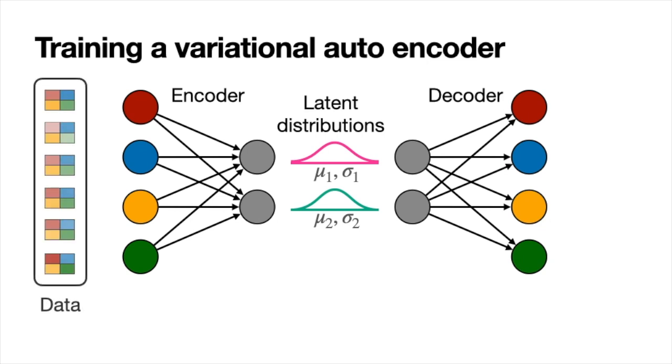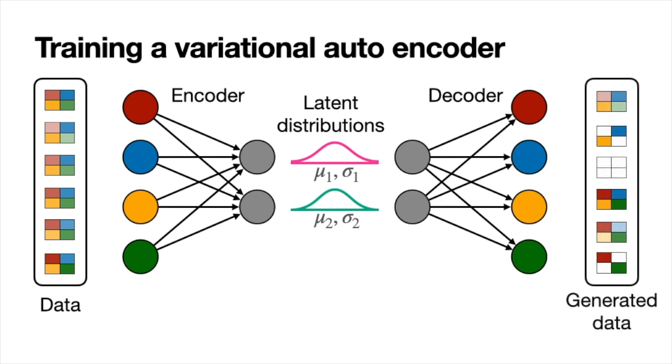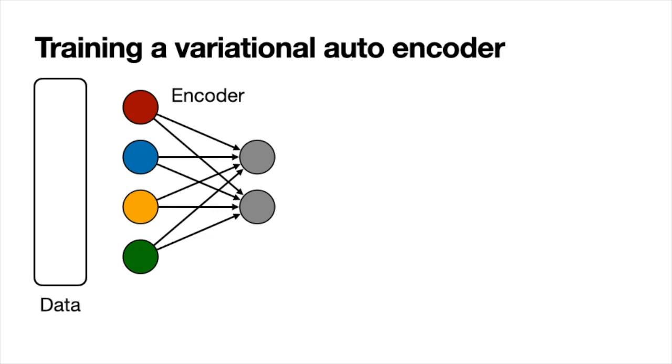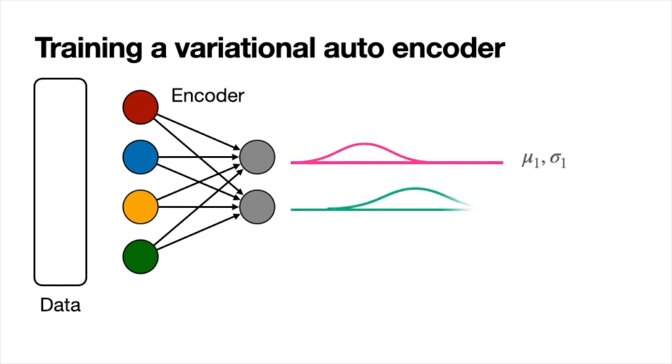We now look at a batch of data, not just one point. So we have a set of data and a set of generated data, and the latent loss is going to come out of there. As a matter of fact, we only need to worry about the encoder. So we start with two random normal distributions, say the pink one with mean mu1 and variance sigma 1, and the green one with mean mu2 and variance sigma 2.